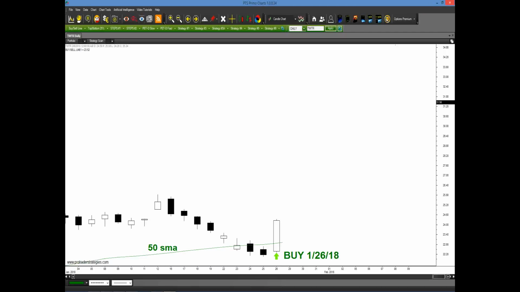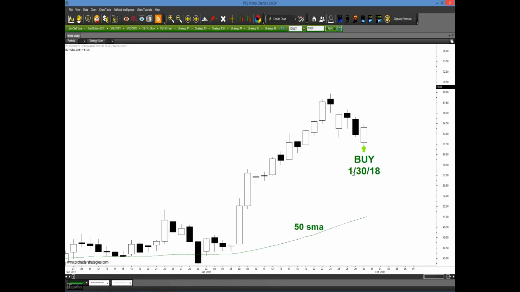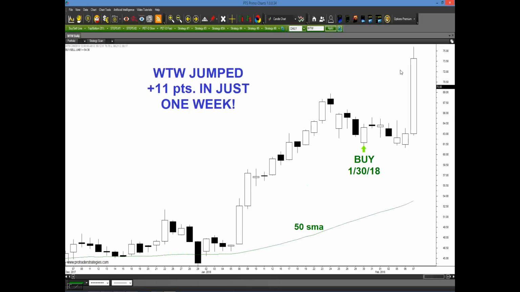For example, on the 26th, you could have scanned and seen that a signal was generated to go long Twitter, all right? You were above the 50, we closed. You wouldn't have to look through the entire database. It would have been scanned for you. And the stock gained 10 points in the next 2 weeks. Or you could have scanned on the night of the 30th, January 30th, and seen that there was a buy in Weight Watchers. Now, someone could say, but Steve, we've gone up so much. Aren't we going to come back down a little more? Remember, we only listen to what the market tells us. Market was telling us it wanted to go higher. This was at the end of January, and the stock jumped 11 points in just 1 week.